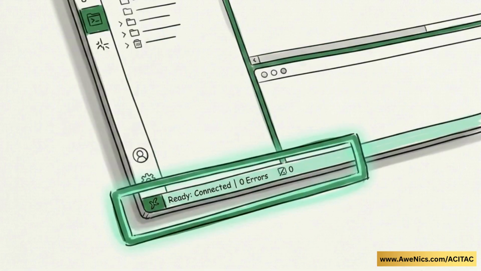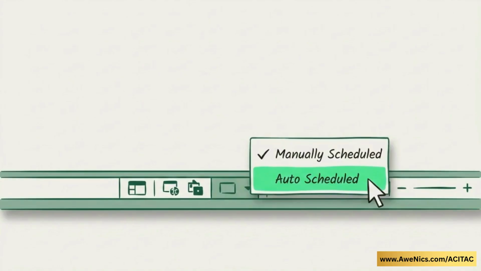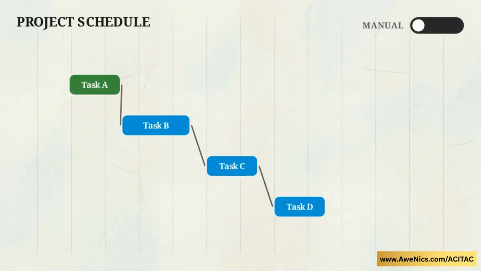Now, move your focus to the bottom left corner of the interface and locate the status bar. Click the text that reads New Tasks, Manually Scheduled, and change the setting to Auto-Scheduled. Manual scheduling is a significant risk.